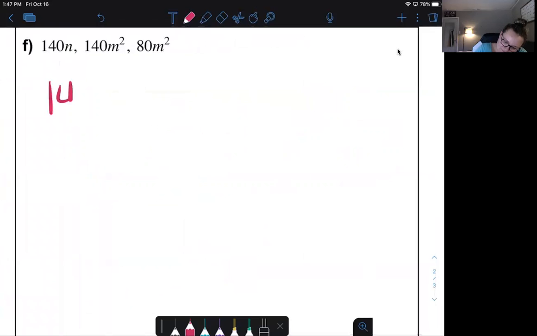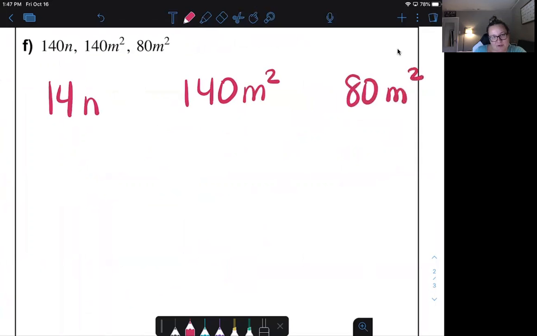140n, 140m squared, and 80m squared. Break those down to their prime factorizations and then see what greatest common factor they have. Press pause and then press play to check your work.